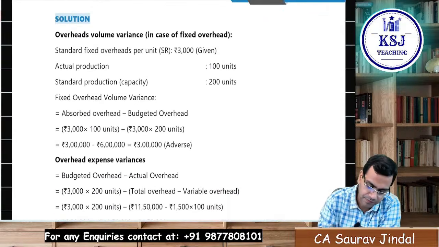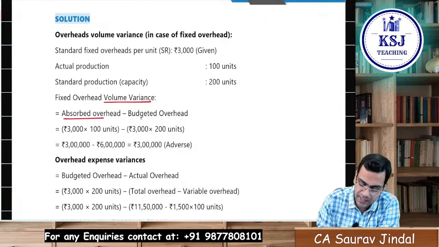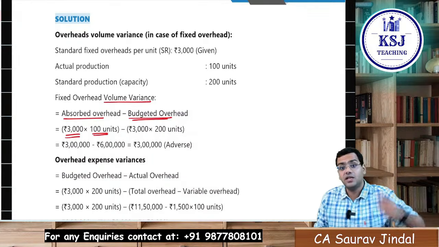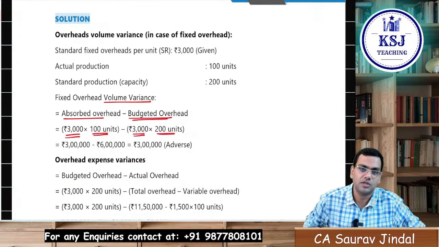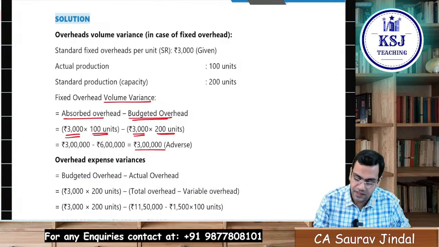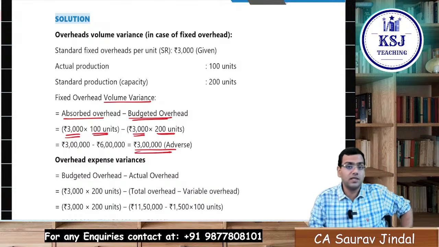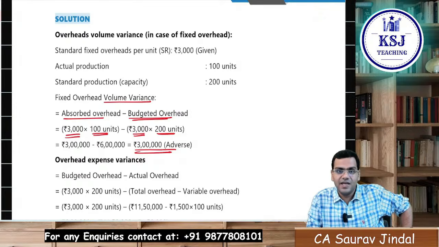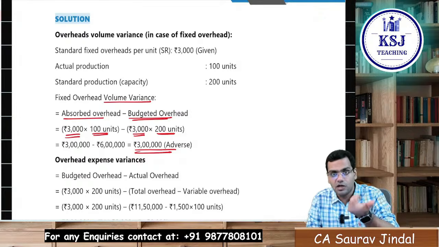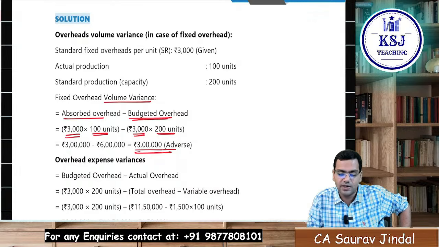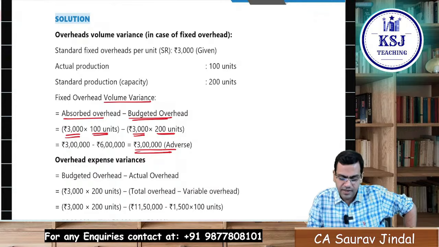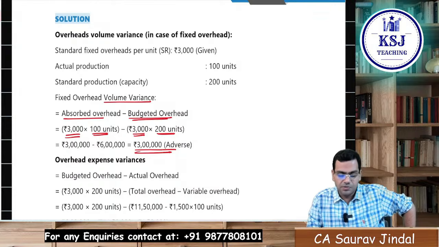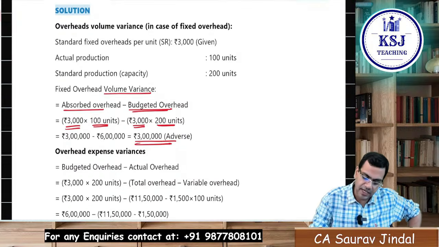See here, volume variance, absorbed minus the budgeted. Absorbed is 100 units multiplied by 3000. Budgeted is what you have planned for. Planned for is 200 units multiplied by 3000 cost. Right, the difference between the two will be your volume variance, that is the variance due to the difference in the volume of the production, right? So volume here is 200 and 100 units. What is the difference due to that, right? The next one is absorbed minus the budgeted.